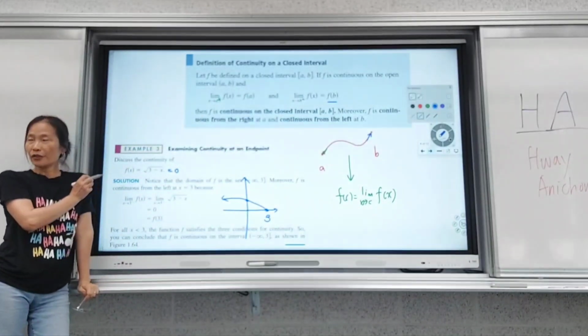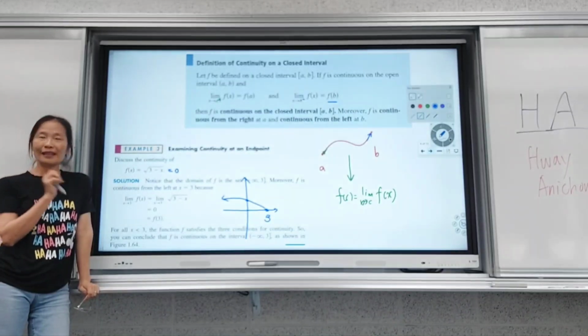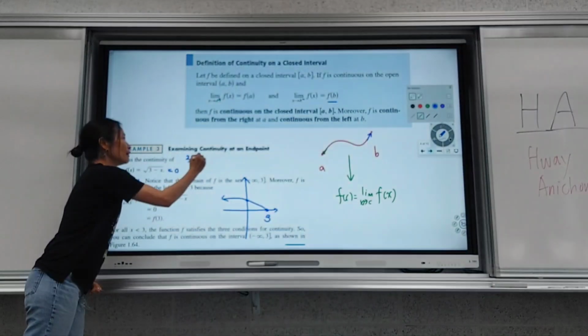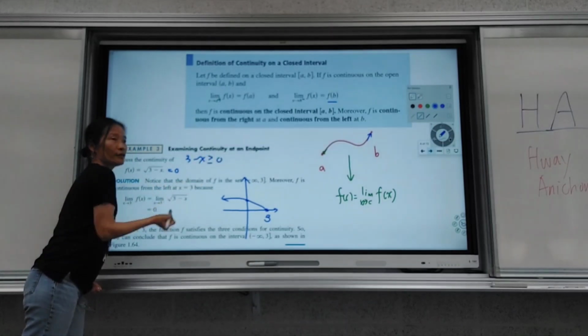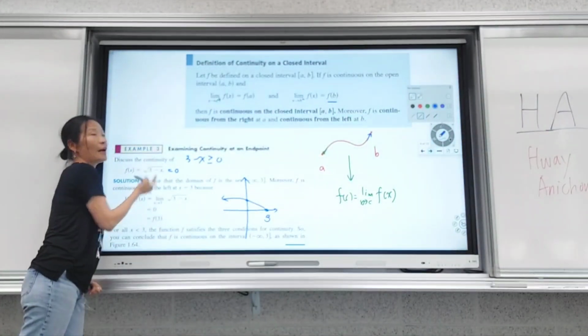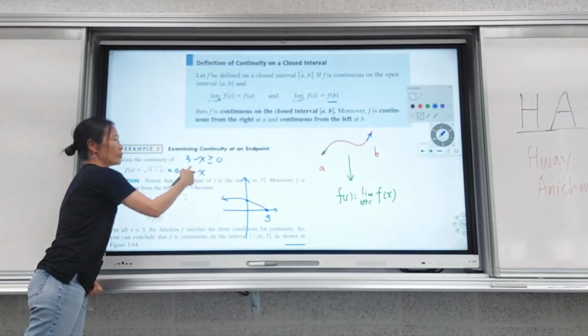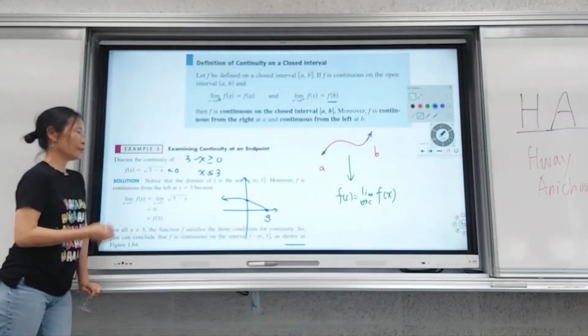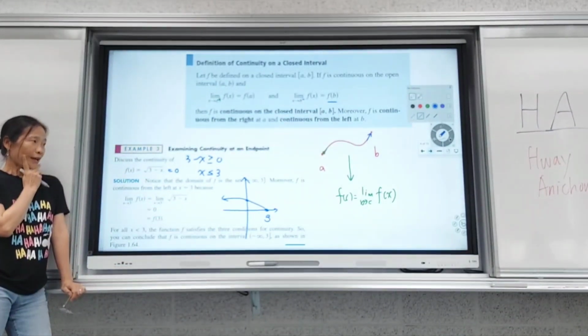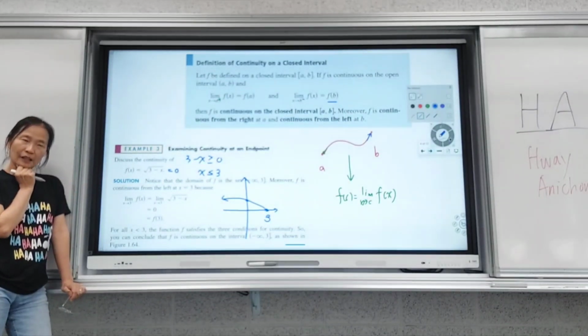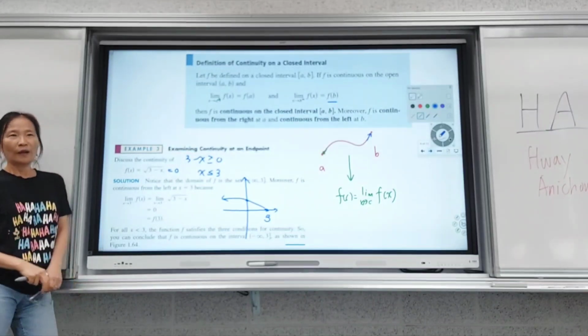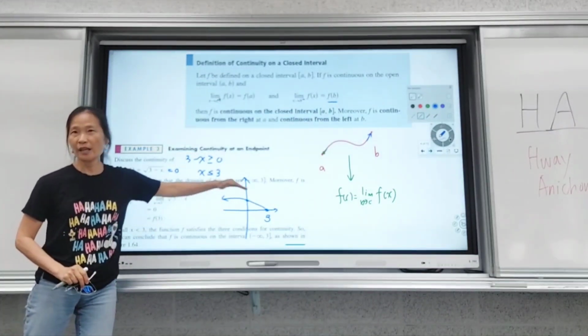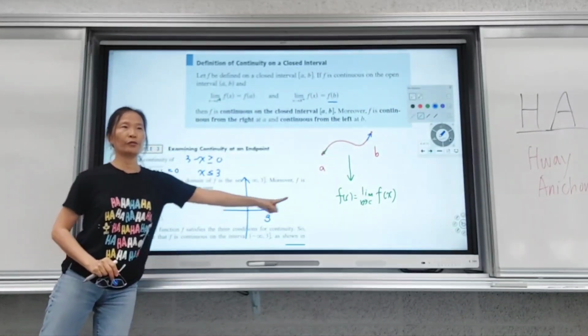For any radical function, the easiest way to find the domain is to set the inside greater or equal to 0, right? Because you cannot put a negative number inside the root, so the domain should be x less or equal to 3. So when you check the endpoint, is it continuous? We need to check a one-sided limit, and which side would you check? Approaching from the left or approaching from the right?